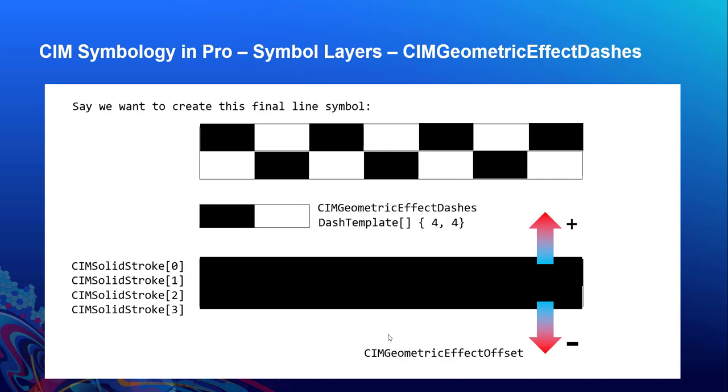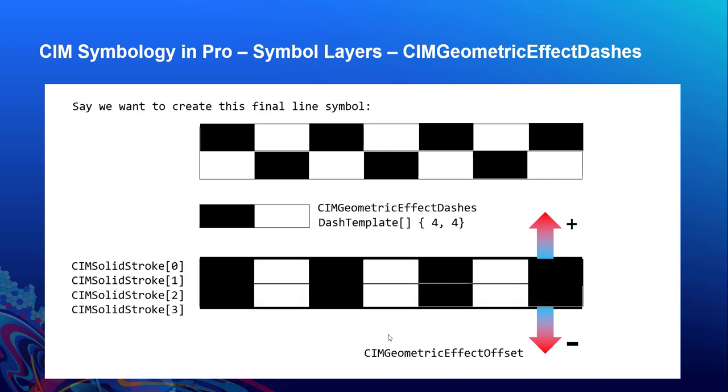Next, we need to apply a CIM geometric effect dashes to get our dash effect. And we'll use a dash template of 4, 4, a dash length of 4, and a space of 4. We will apply it to both layers. So currently, we have all of our layers in place. They've been offset, and we have the dash effect. But we need to offset that bottom layer to get the final checkerboard effect.